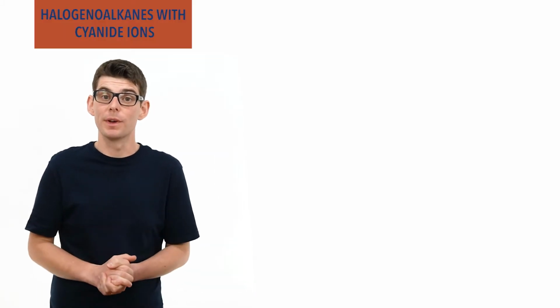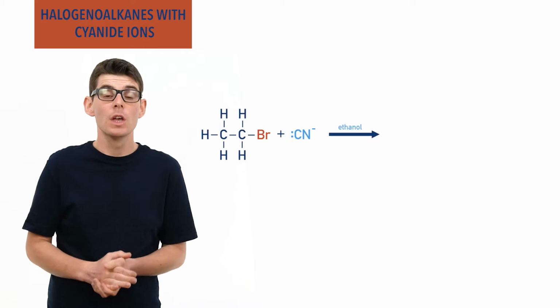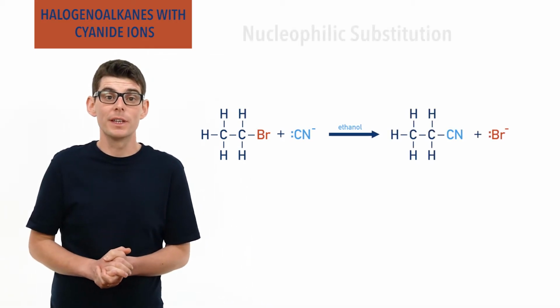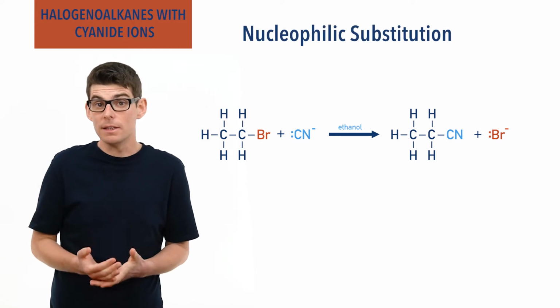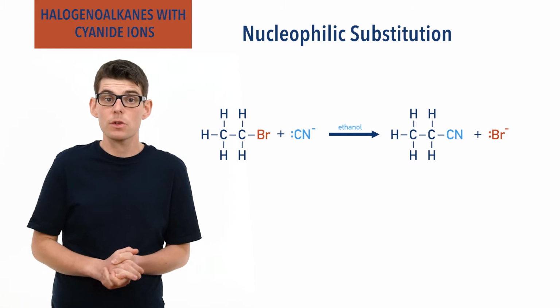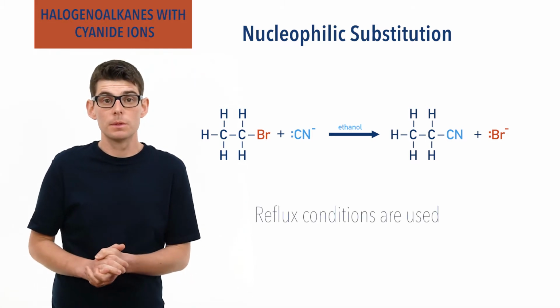Recap done? Let's go! Halogenalkanes can react with cyanide ions in ethanol to form a nitrile. The reaction is an example of nucleophilic substitution. Heat is needed, and to prevent the escape of volatile reactants from the reaction mixture, reflux conditions are used.